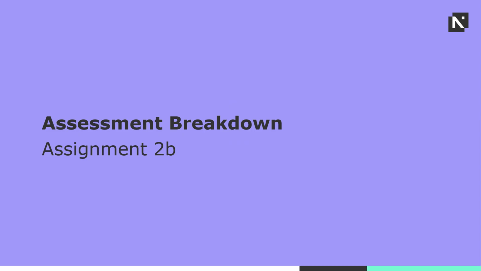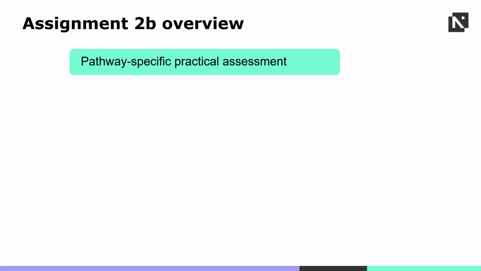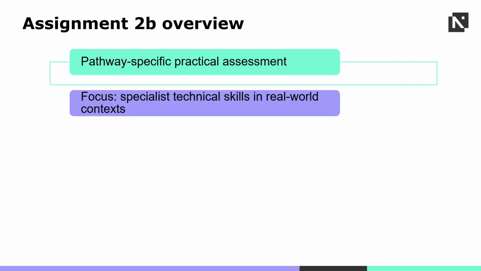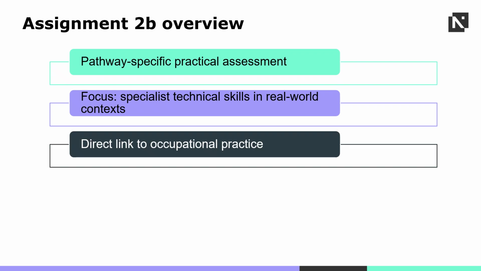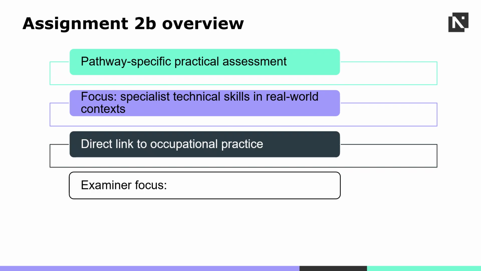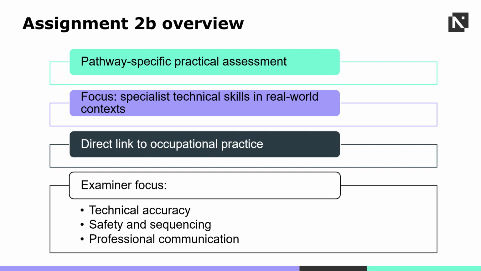Now we move on to assignment 2B. Assignment 2B is the pathway-specific practical assessment. Here learners demonstrate specialist technical skills in realistic context. Examiners focused on technical accuracy, safety and sequencing, and professional communication. This task provided clear evidence of occupational readiness but also highlighted where training needs to deepen.